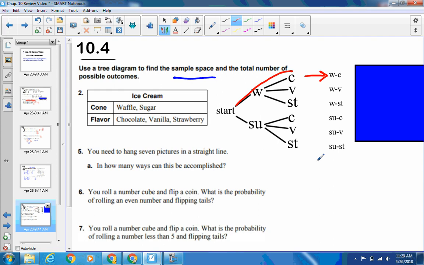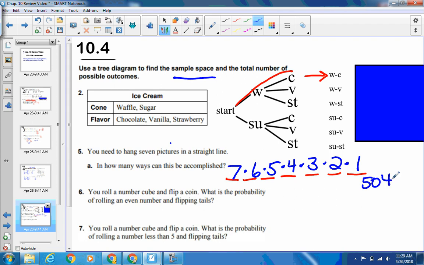Okay, for number 5, we're going to get a big answer here. What I do is I draw my 7 slots. Those are the 7 pictures. So for the first picture on the wall, I have 7 choices. After that, I've used one, so I have 6 left. And then there's 5, and then there's 4, and then there's 3, and then there's 2, and then there's 1. So you actually have to multiply those together to get your great big answer of 5,040 different arrangements of the pictures.